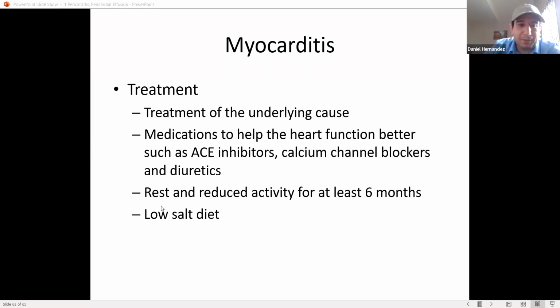So we don't want to do anything. We don't want them going out there running any marathons or doing any sort of strenuous exercise for a good 6 months after that myocardial infection. And we also have the patients go on a low salt diet.